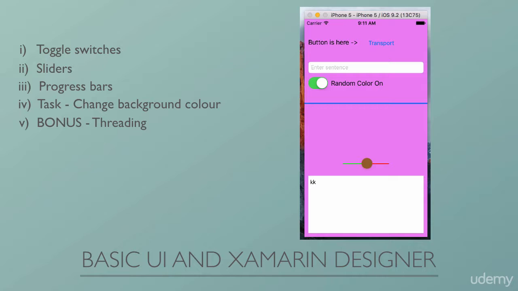And finally, and perhaps one of the more important things in this lesson, is the correct threading practice for updating UI elements. You always want to update your UI elements on the main thread, and in Xamarin that is called by typing invoke on main thread. That concludes this section on the basic UI and Xamarin Designer.